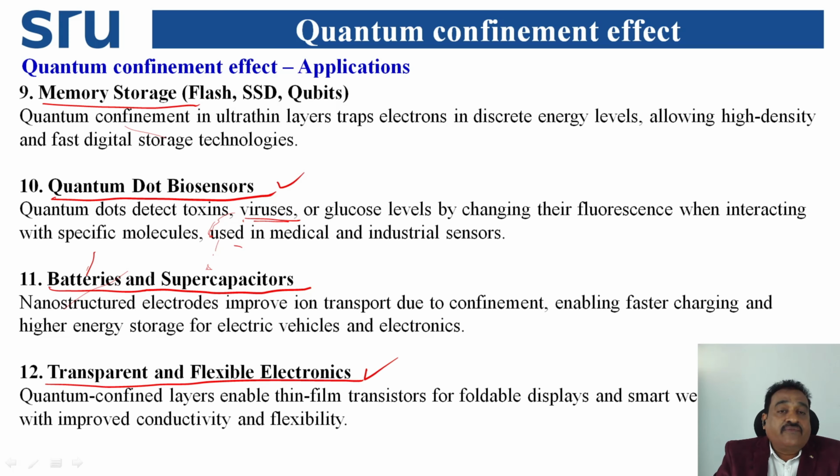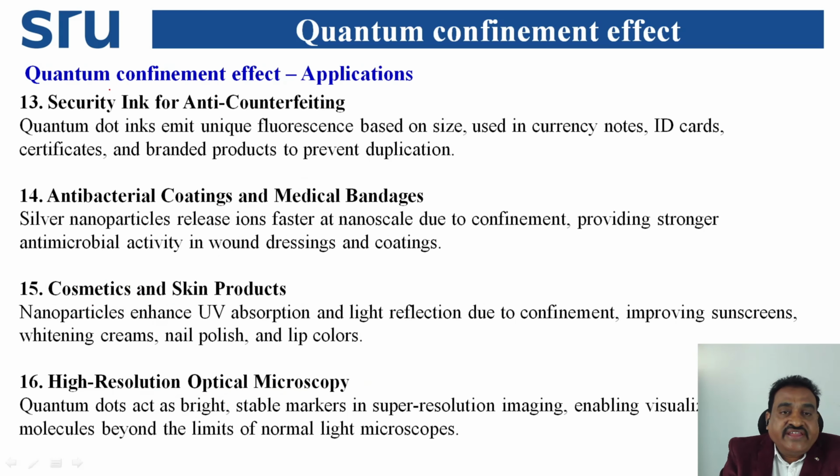Coming to the 12th one, transparent and flexible electronics. The quantum confinement effect is used in transparent and flexible electronics, that is, quantum confined layers enabling thin film transistors for foldable displays. So, security ink for anti counterfeiting.